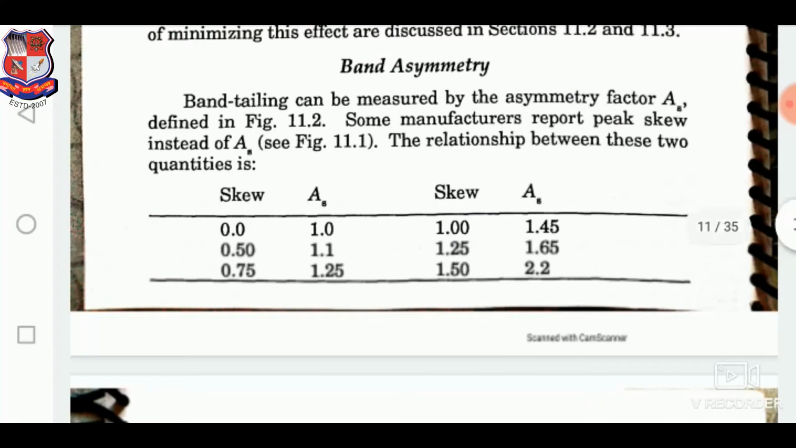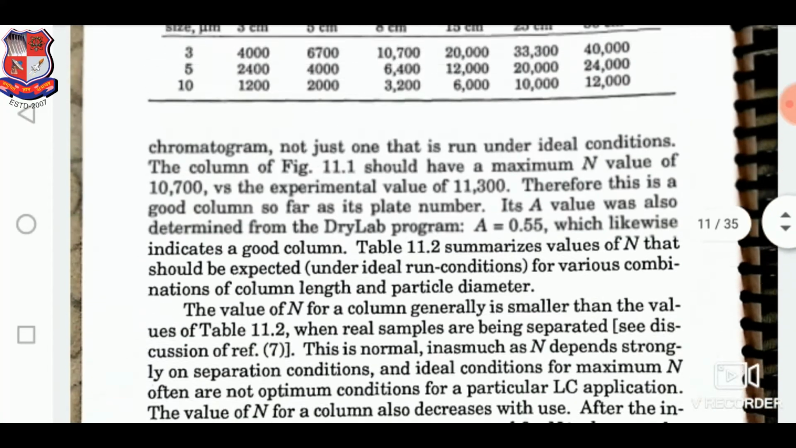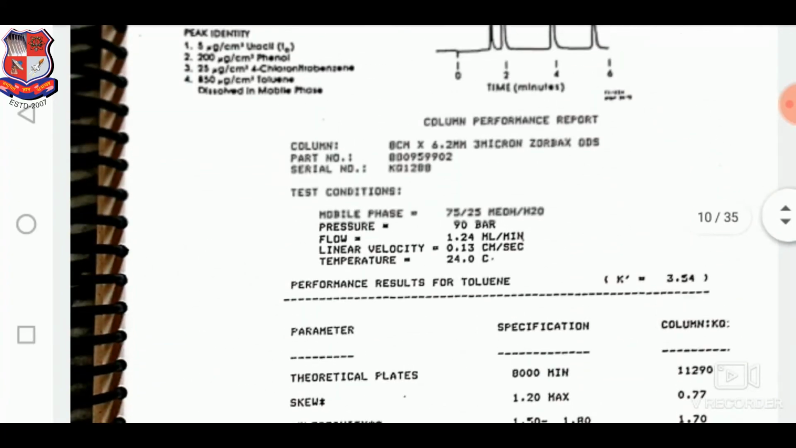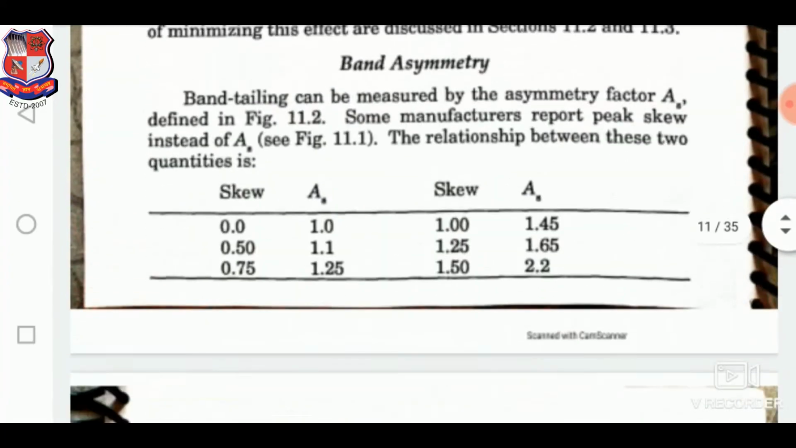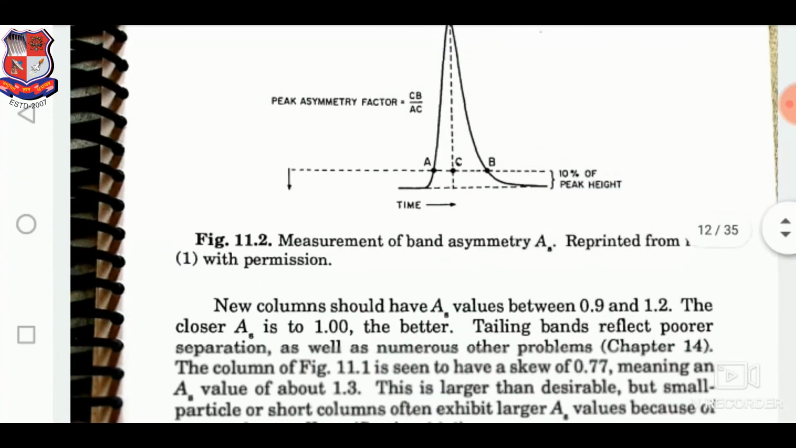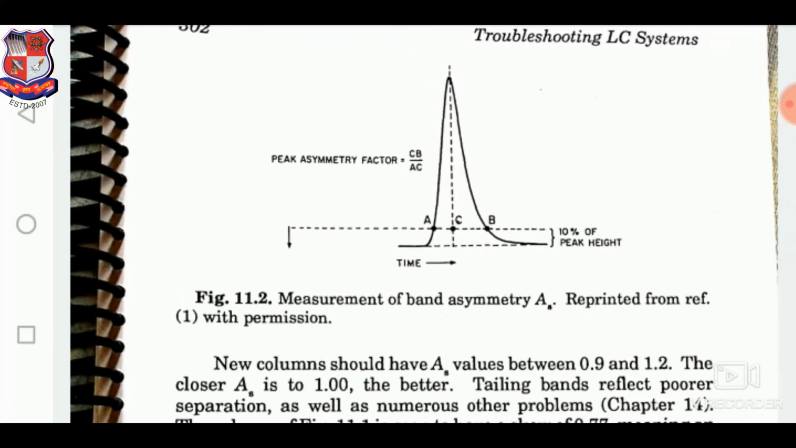Okay. Is the band asymmetry. Band tailing can often be measured by the asymmetry factor. Yes, depend on the 11.2 table, figure 11.2. What is 11.2? Okay, 11.2 here. Measurement of band asymmetry. How can you measure it?